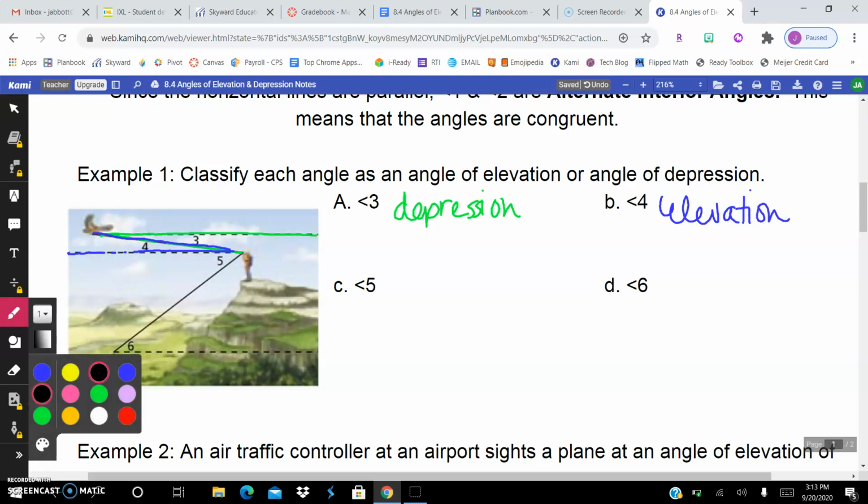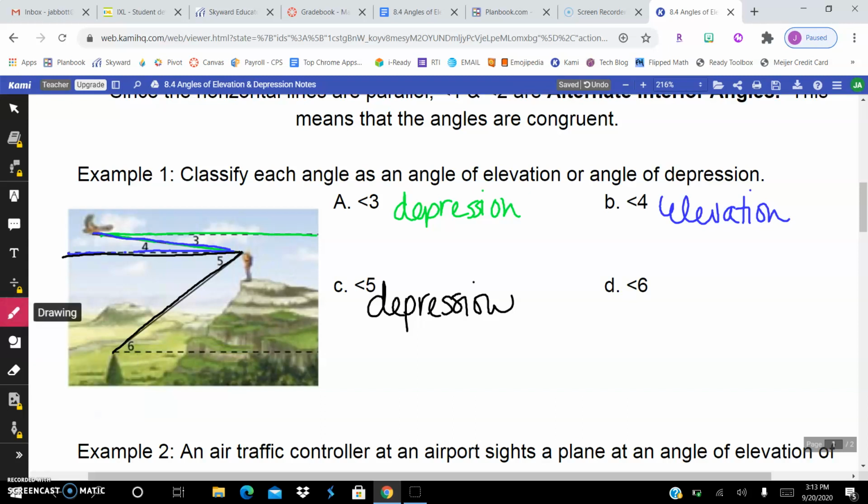Angle 5, this would be the horizontal line, and here's the line of sight. You're looking down from the horizontal line, so that would be another angle of depression. And then lastly, we have angle 6 here. There's our horizontal line. Here's our line of sight. That is opening above the horizontal line, so that would be an angle of elevation.